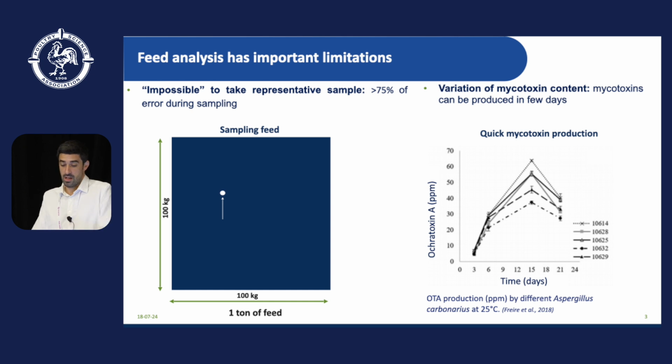Also, maybe we collect the sample today, but the feed is not consumed until 2 or 3 weeks later, and mycotoxins can be produced very quickly. For example, there are a lot of studies, but in this one they detected that in 2 weeks we had more than 30 ppm of ochratoxin produced. So the content of mycotoxins can be completely different from the moment that we collect the sample until the feed is consumed.